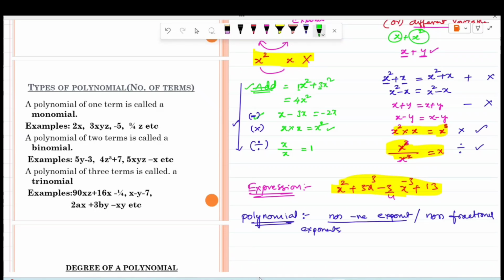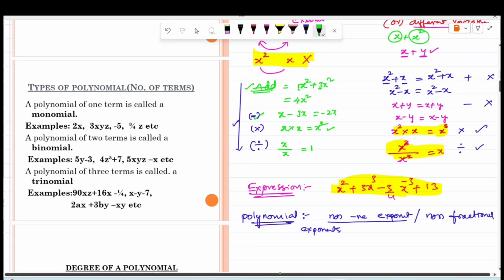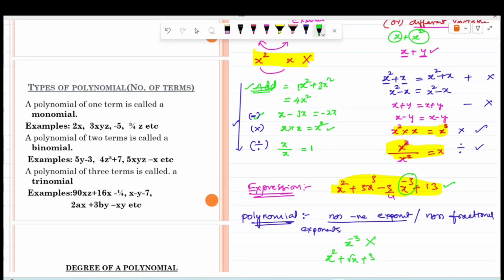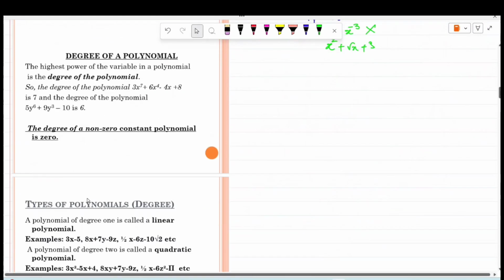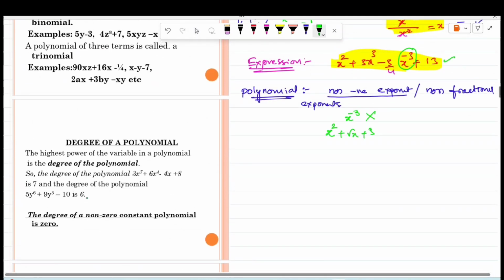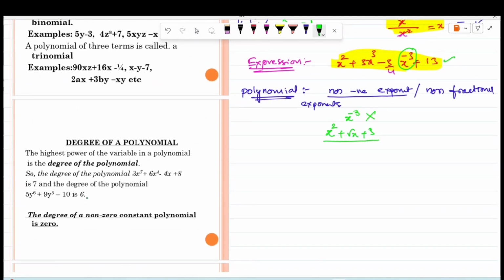Non-fractional exponents. For example, it should not contain something like x power minus 3, which is already there in the previous expression. It's called an expression. If it is contained in such a way, it will never be a polynomial. For example, x square plus root x plus 3. Is this a polynomial? We have to be clear whether it is called a polynomial or not. This is never called a polynomial.